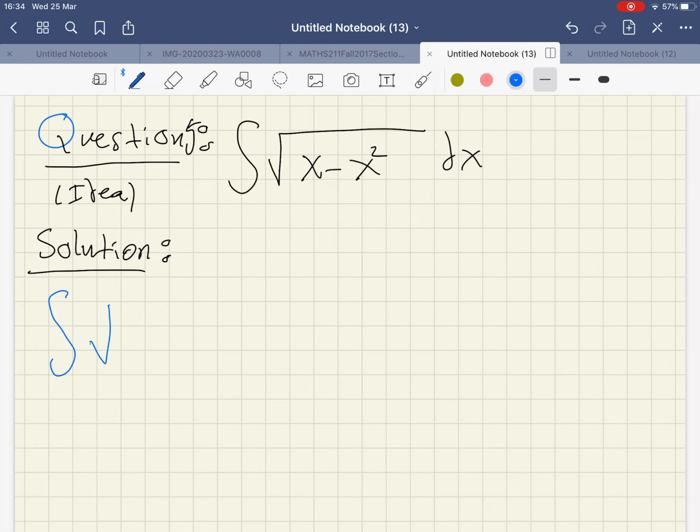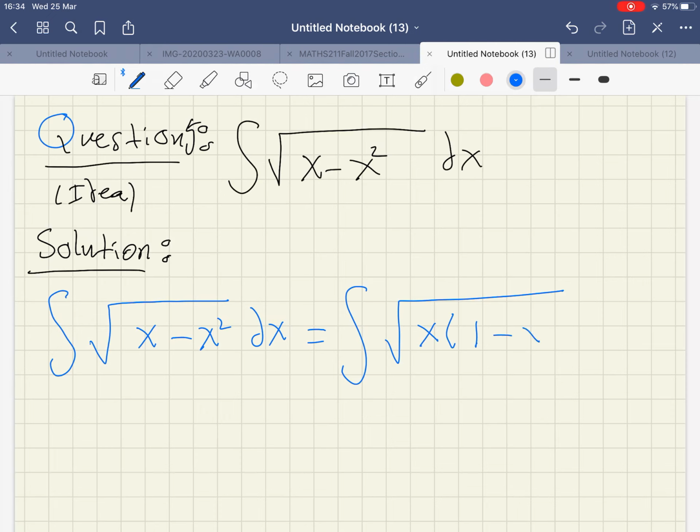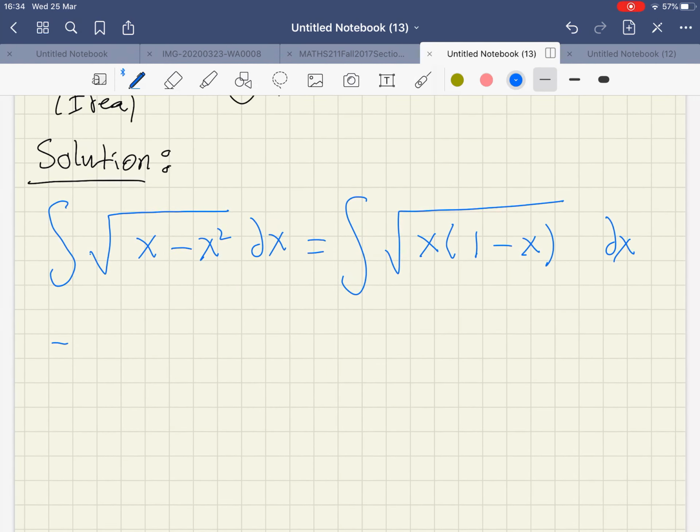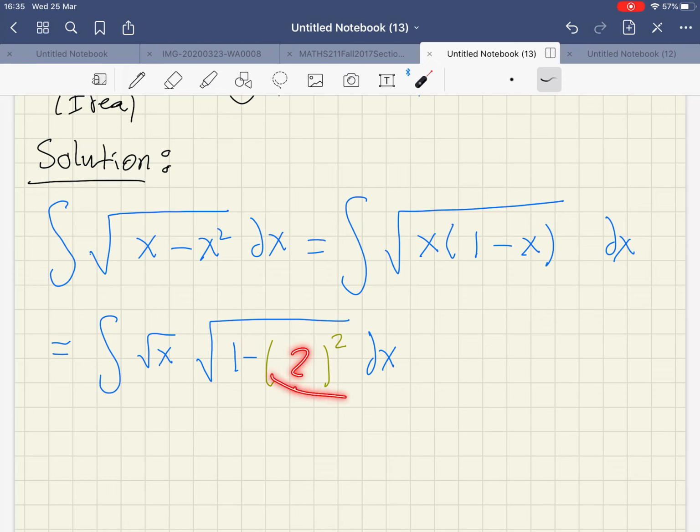Let's try. The only thing I can think of is taking x as common factor. So it will be a number minus x. Okay. Now take the x outside. So it would be square root of x. Now square root of 1 minus. Now what I want you to think of, I want you to force this to be something square. Can you try to do this for me? What do you think I should write here so I get this back?